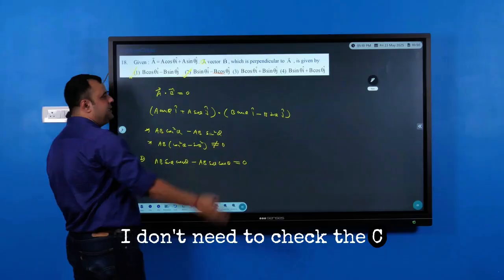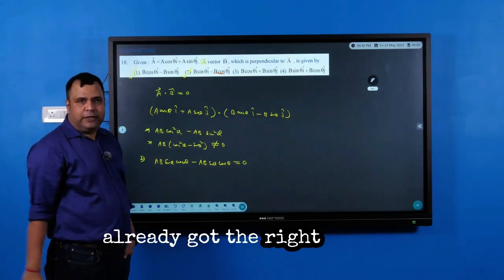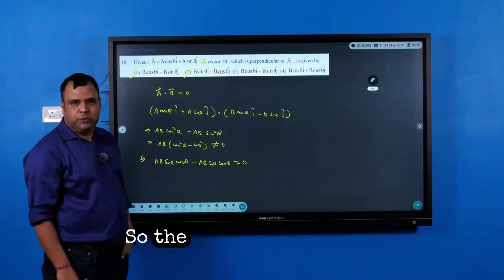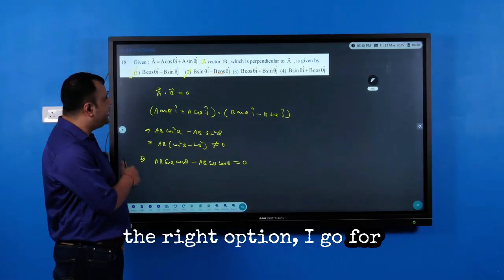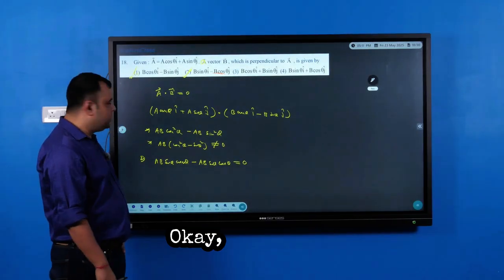I don't need to check the third and the fourth option because I already got the right option. So this is a single option correct question. So the moment I'm getting the right option, I go for it because the rest 3 options are going to be wrong. Okay. Thank you.